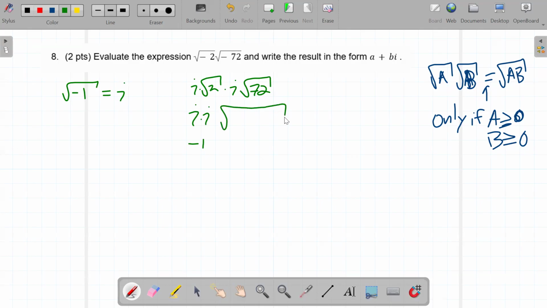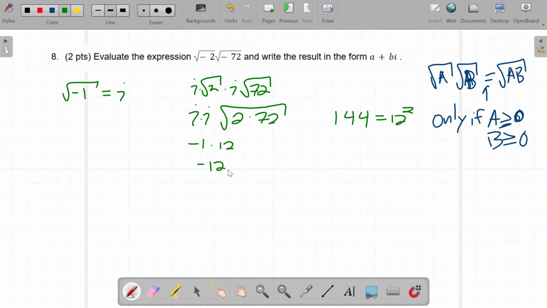And now I can look at this as the square root of 2 times 72. 2 times 72 is 144, and I remember 144 is 12 squared. So I could just say -1 times 12, or -12.